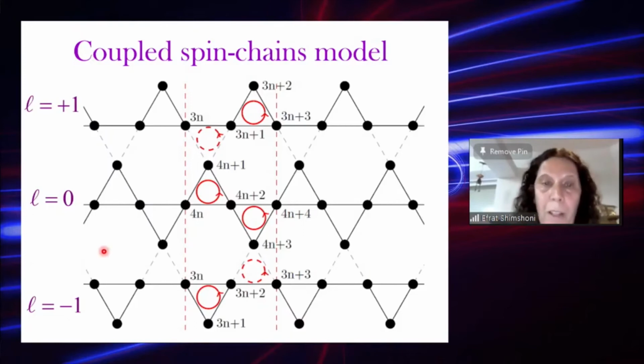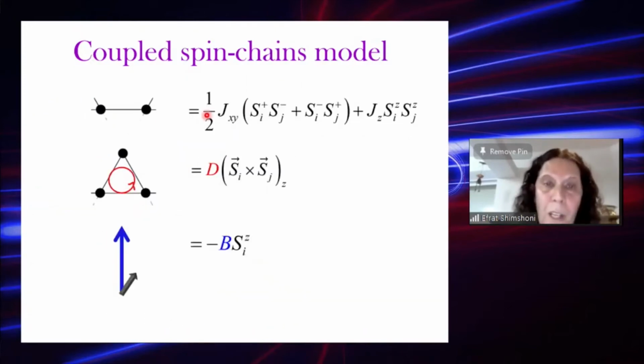Now, what are the notations? So these strong bonds in black represent XXZ spin interaction, just the standard Heisenberg-like, and these circles represent the DM interaction, and there's a fixed coefficient D. And we also introduce a Zeeman magnetic field, and this is going to serve as a tunable parameter.